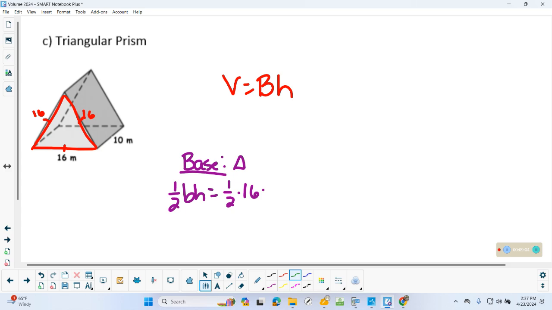I don't know the height of this red triangle. Remember, the height is how tall it is, and it makes a right angle. I need to find that. So here we go. This is where we're going to use some trigonometry, some of that right triangle trig. Now, I'm going to redraw that so I have some room to work.